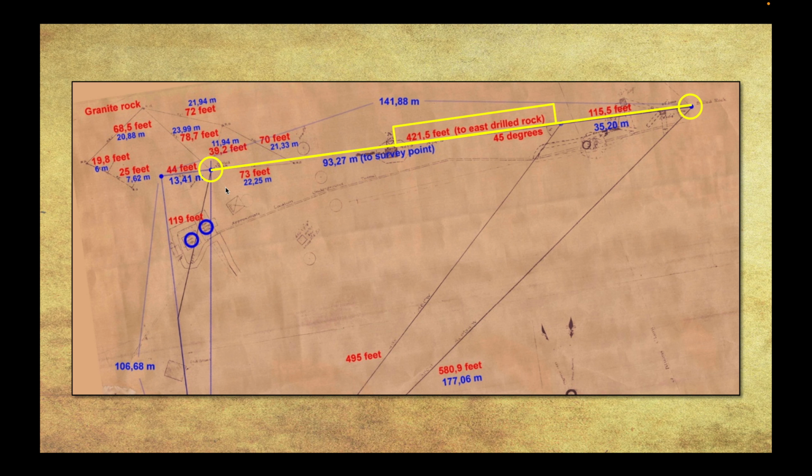But the Roper survey is actually quite good, because if we're using a geo-referenced map, like in mapping software or drawing software like Illustrator, like I did, then we can easily place things on that map just using the Roper map. So we see there are 93.72 meters from that drill rock up to a survey point here.